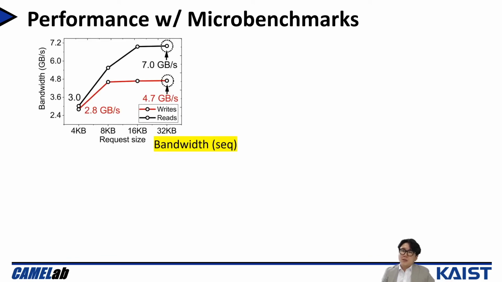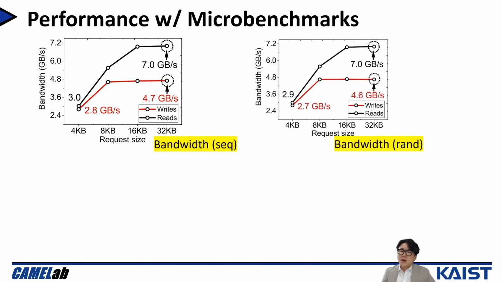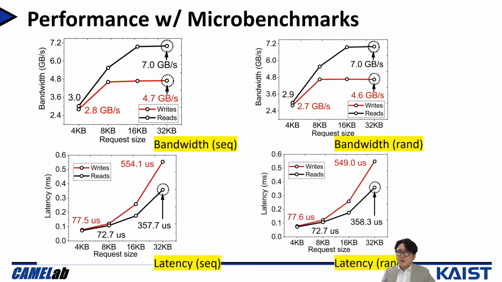OpenExpress shows 2.8 GB per second to 7 GB per second bandwidth in this microbenchmark test. Thanks to the hardware automation, the benchmark evaluation shows no difference between the random access pattern and the sequential access pattern in terms of bandwidth. The latency trend is also similar to each other. And note that even with a higher Q-depth I/O processing to provide maximum bandwidth, the latency is under a few hundred microseconds.